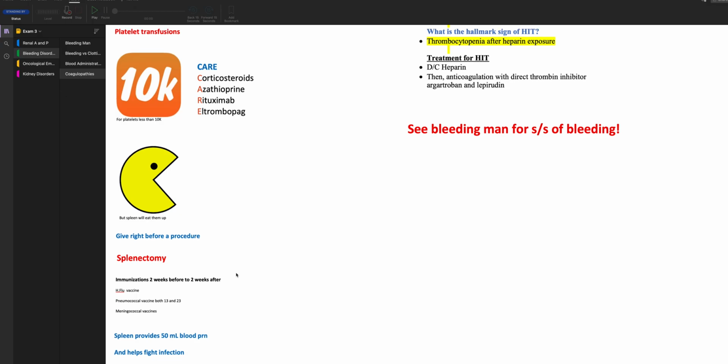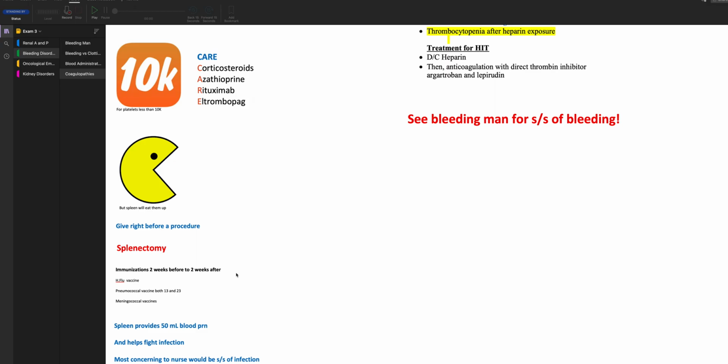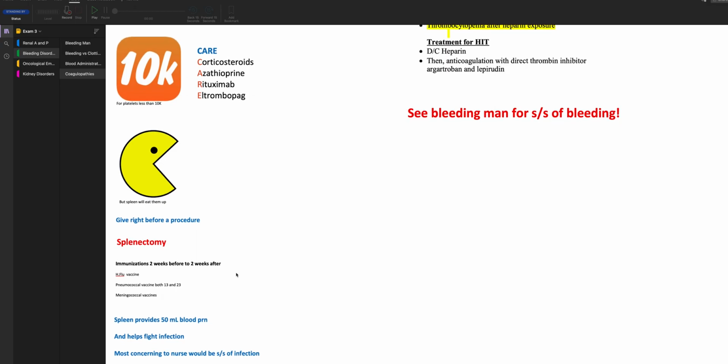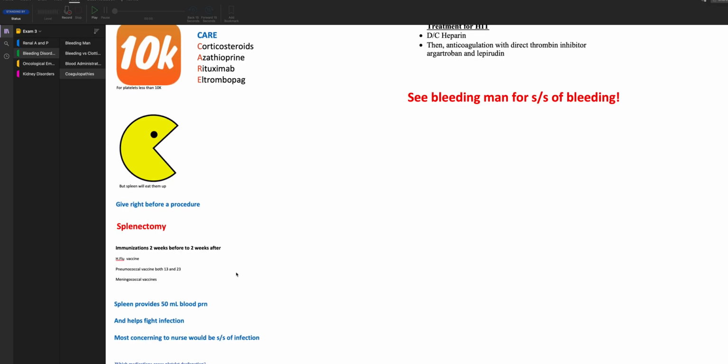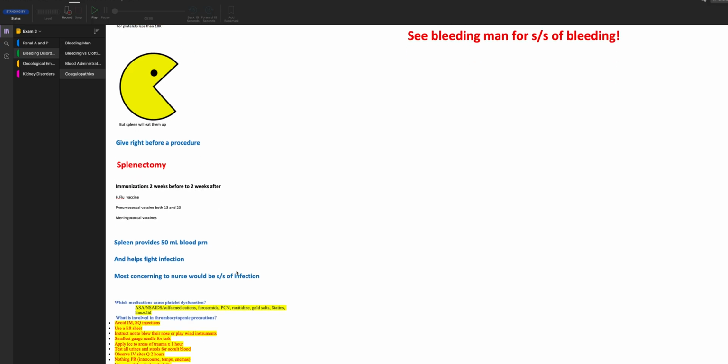So if you have a patient that is having a splenectomy, they either need to get the immunizations 2 weeks before or 2 weeks after their surgery. The spleen provides us with 50 mLs of blood, PRN, and helps us fight infection. So your most concerning would be if somebody post-splenectomy has signs and symptoms of infection.